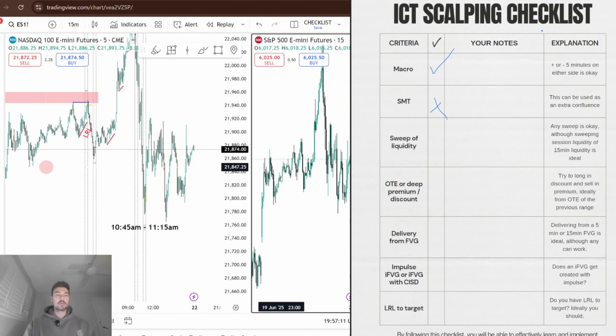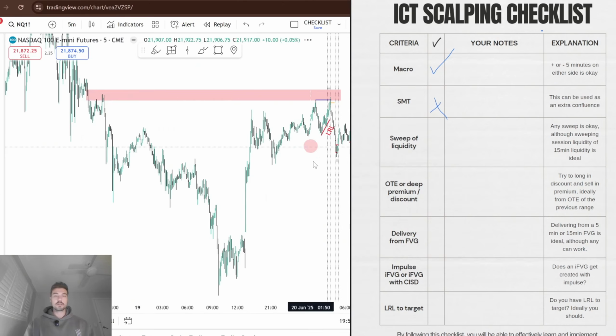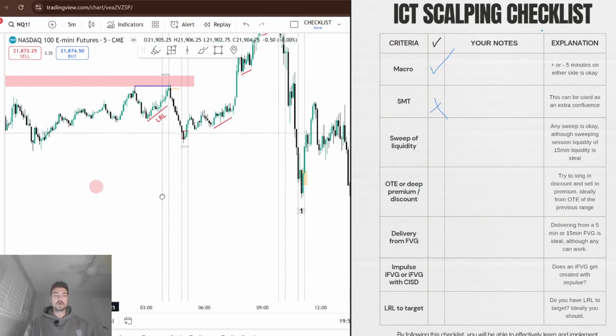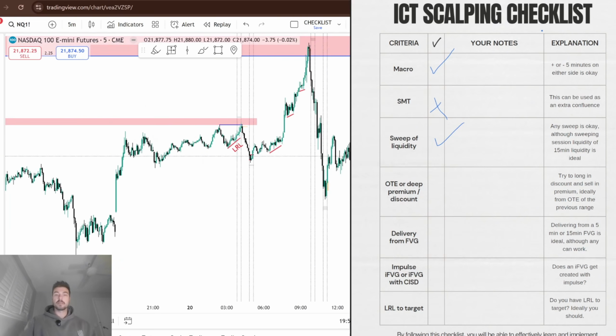Do we have a sweep of liquidity? The answer is yes. You can see on the NASDAQ chart, if I move this across, at this point, we've swept sell side and sell side, which is good. So yes. Are we in deep premium or discount? The answer is going to be yes.